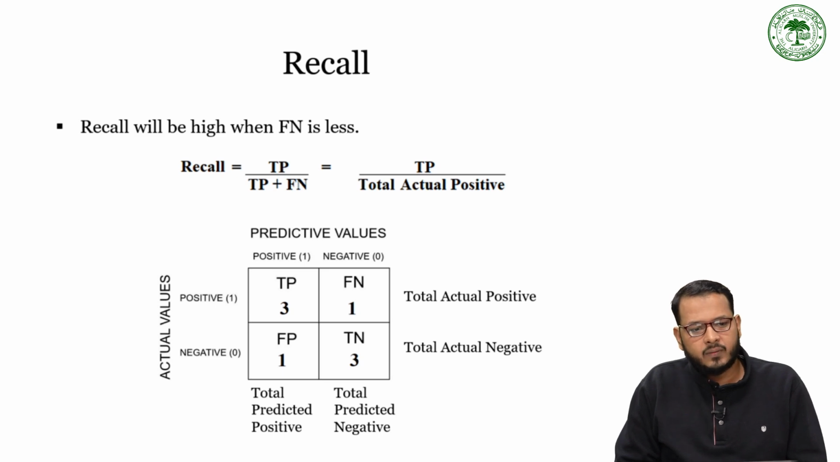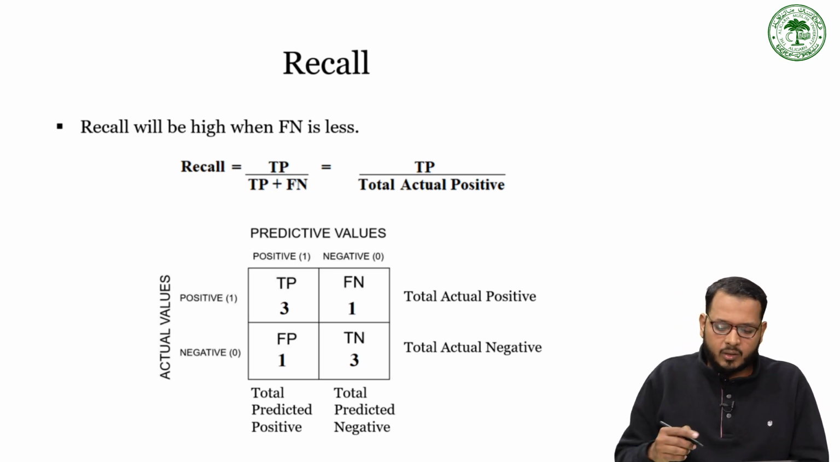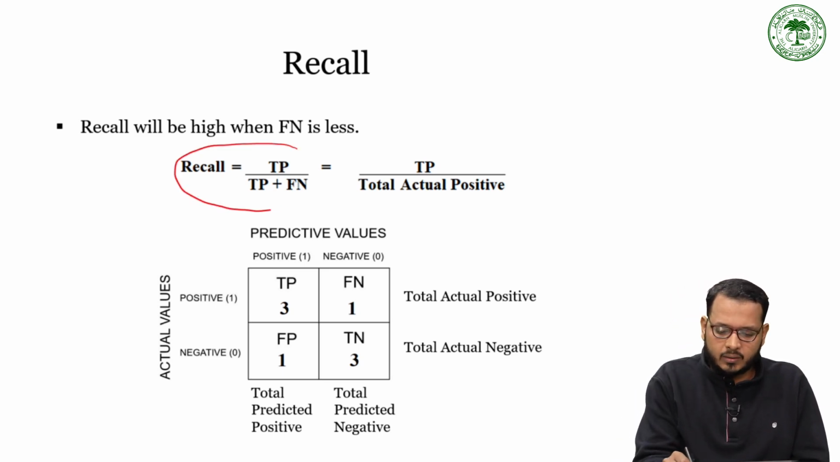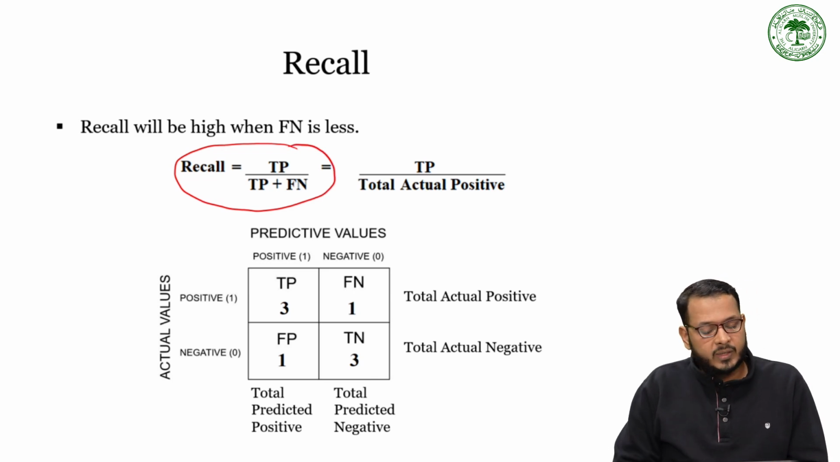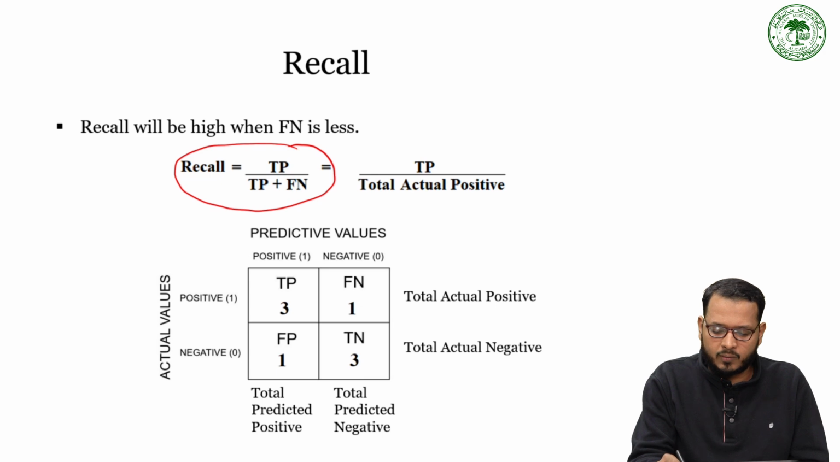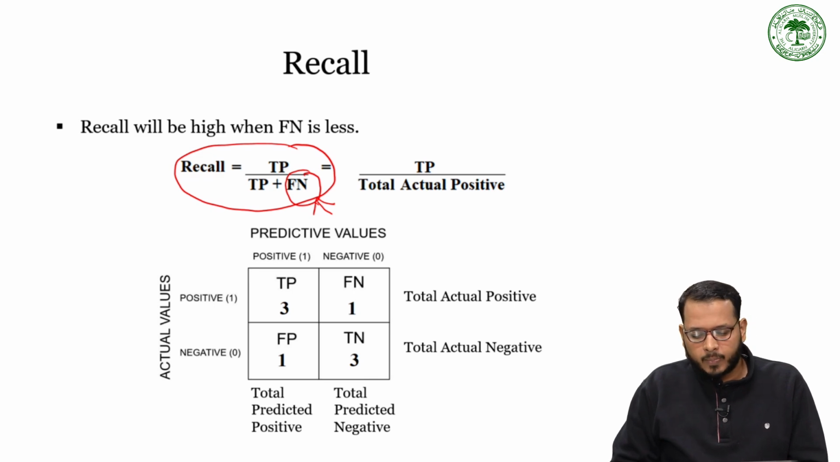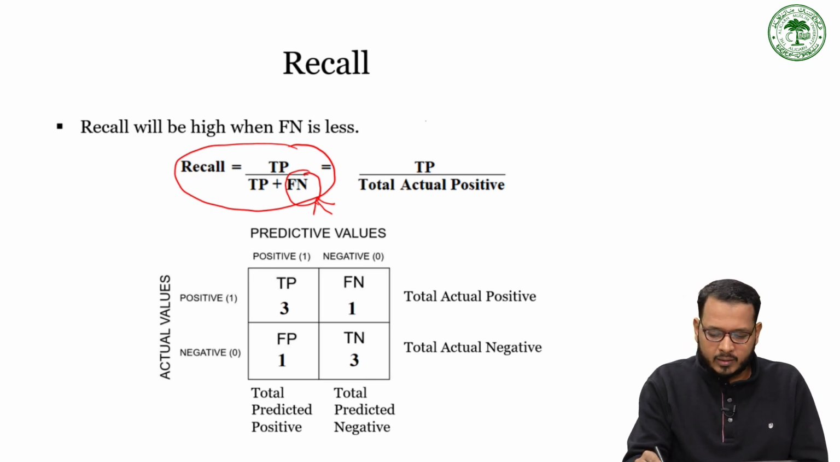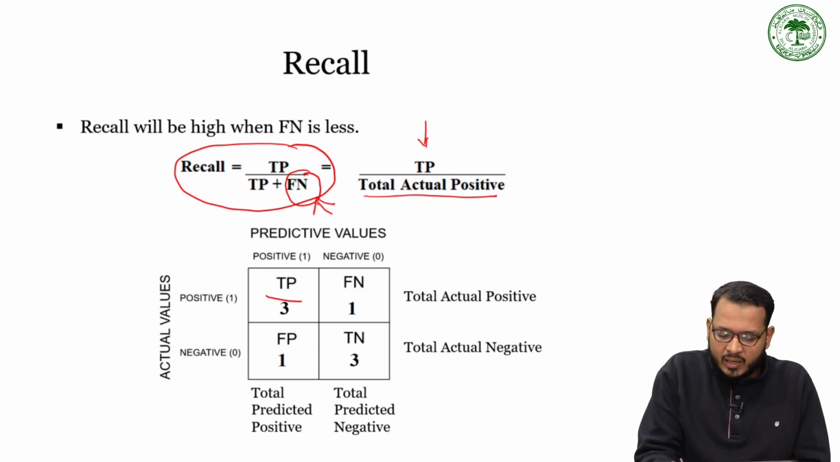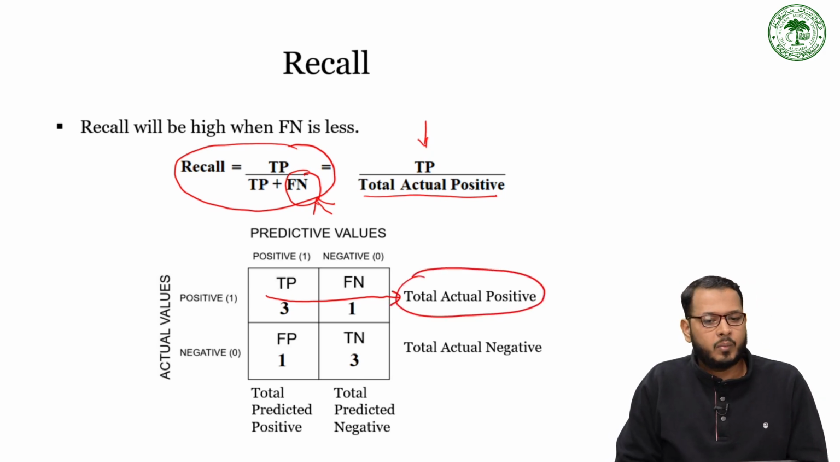Similarly, we also have the recall value. The formula of recall is given like this. Recall value will be high when false negatives are less. So if you have a low value of FN, then you will have a higher value for recall. The formula of recall can also be written like this: TP divided by total actual positive, because if you add TP and FN, they will give you total actual positive values.